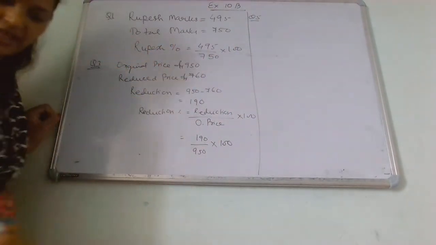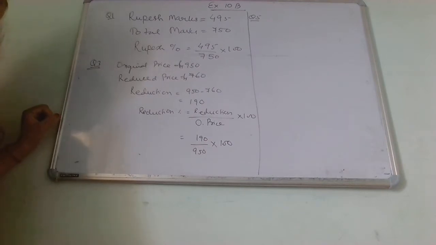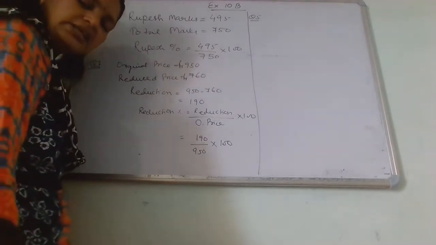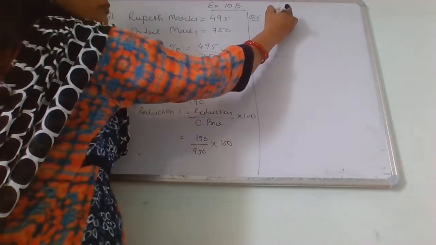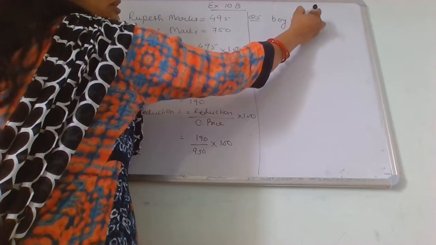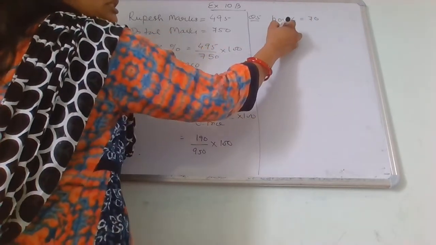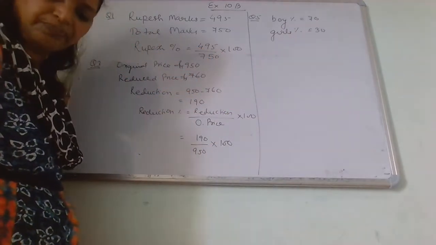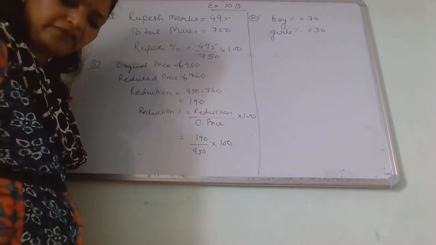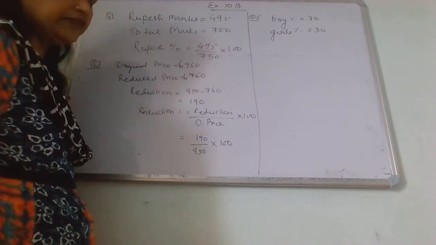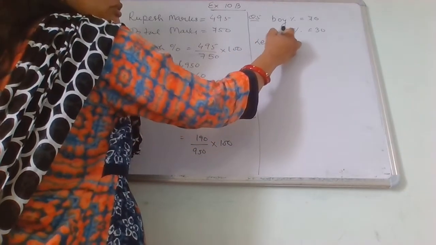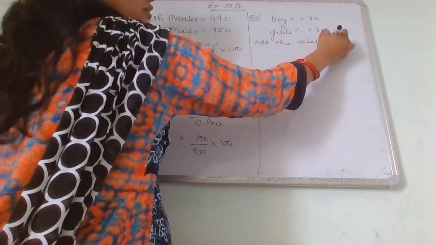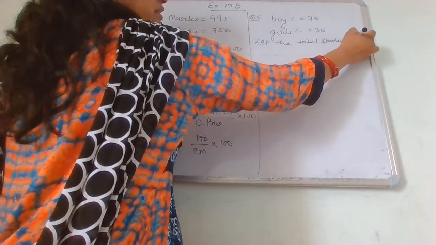Question number 5 says 70% of the students in a school are boys. So if 70% of the students are boys, then how many girls are there? So boys percentage 70, girls percentage 30. Now what is the question? It is saying if the number of girls is 504, find the number of boys in the school. So let the total students be X.